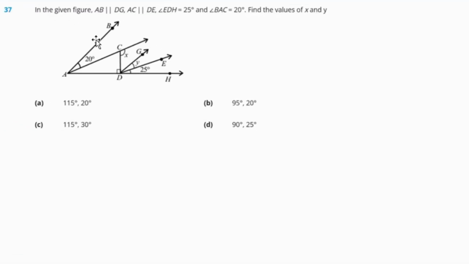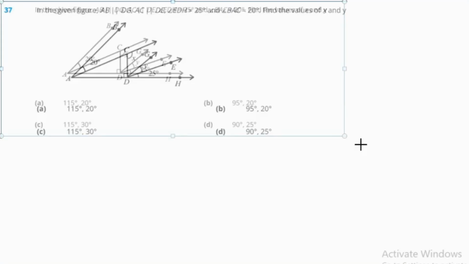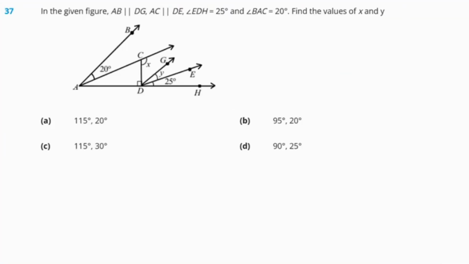Next, now in the given figure, AB is parallel to DG, that is given to us. AC is parallel to DE, that is also given to us. And angle EDH is equal to 25 degrees. And angle BAC is equal to 20 degrees. Now what we need to do is figure out the value of X and Y.